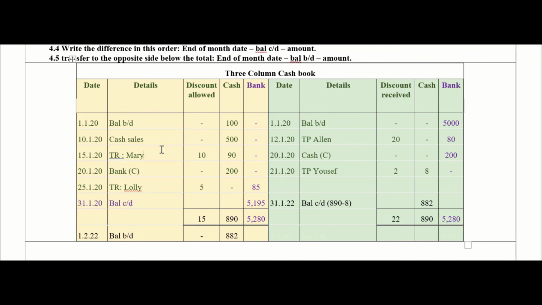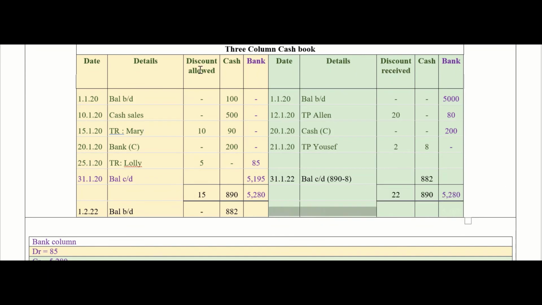Enter the end of month date, balance carried down. Take it all the way to the opposite side. The next date would be 1st of Feb 20. Balance brought down, and enter the amount in the bank column on the credit side.